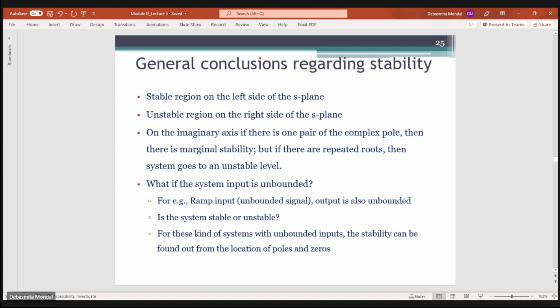If you are dealing with an unbounded input, then even if the output is unbounded, you cannot straight away say that the system is unstable. For that, we have to analyze the system with different mathematical tools which are available, so that the stability can be found out depending on the position of the poles and zeros of the system. Depending on whether the poles and zeros are present on the left half plane or the right half plane, you have to figure out whether your system will be stable or not, even though the input provided to your system is an unbounded signal.